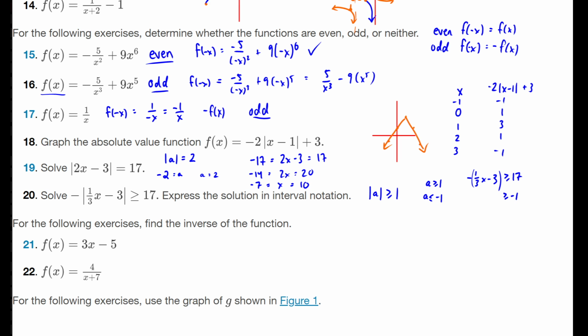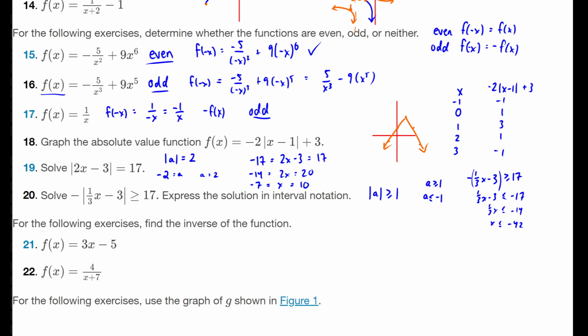So for this one, 1/3 x minus 3 is greater than or equal to negative 17, because we're going to multiply everything by negative 1. But in fact, we forgot to do something here. When we multiply by negative 1, we also flip the sign around. So in this case, we're going to add 3. So negative 14 is 1/3 x. So x is going to be less than or equal to negative 14 times 3, which is negative 42.